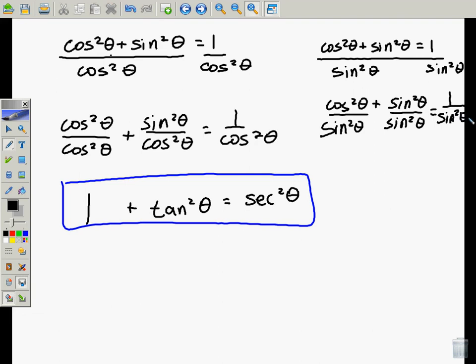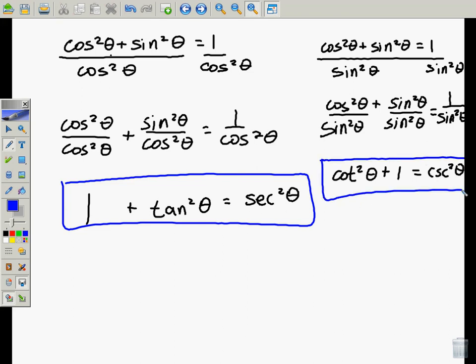I've got cosine. But remember, cosine over sine was cotangent. So I've got cotangent squared theta plus 1 is equal to cosecant squared theta. You see where I'm getting this? Okay, so this is the last of our fundamental trig identities. We're deriving these by manipulation of the sides of the equations. Okay, I haven't done anything that we haven't done 10,000 times in algebra. I've simply divided both sides by the same thing, and I'm reducing. Okay, so those are our basic trig identities.